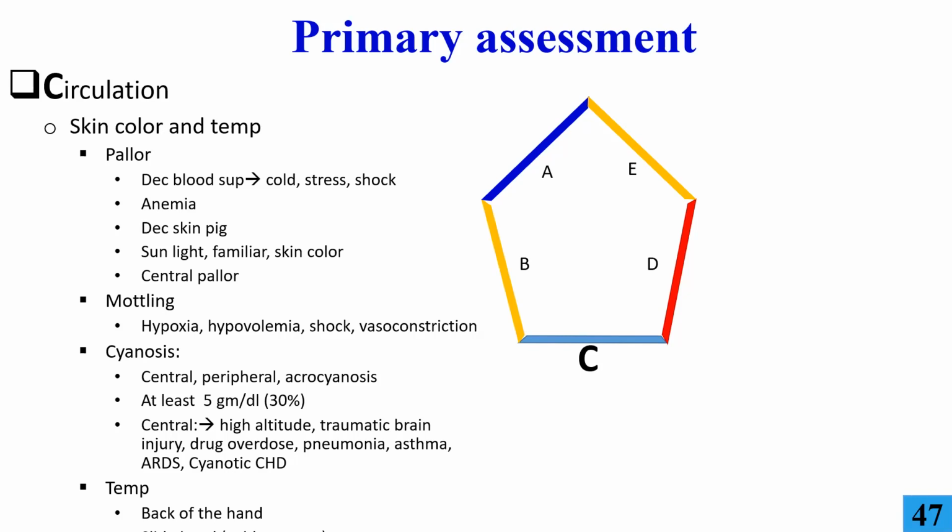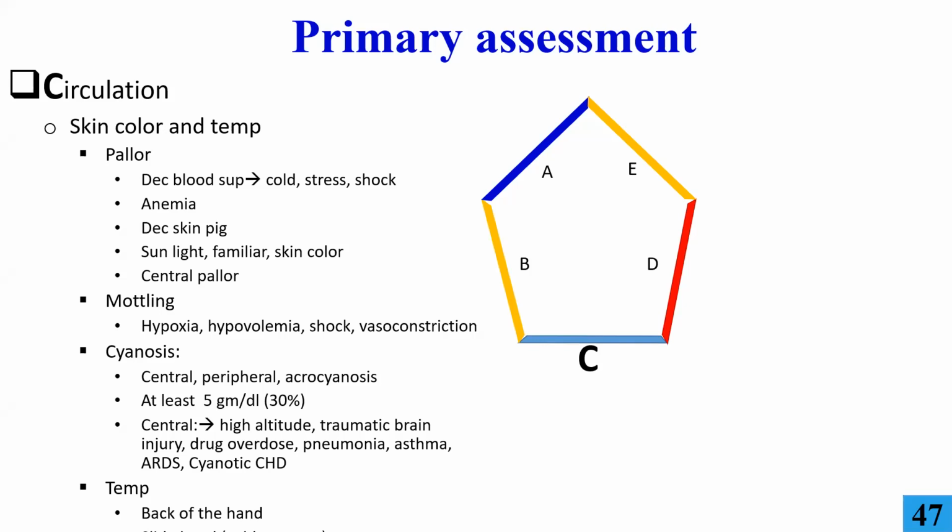So you'll see pallor and redness, and it looks mesh-like. It's like the mesh that protects the window from insects. So it's a mesh-like presentation, and it's a kind of vasomotor instability due to hypoxia, hypovolemia, shock, or irregular vasoconstriction. Cyanosis, remember we said central and peripheral, and there is acrocyanosis in a newborn.